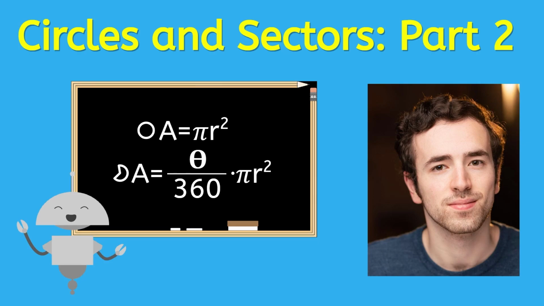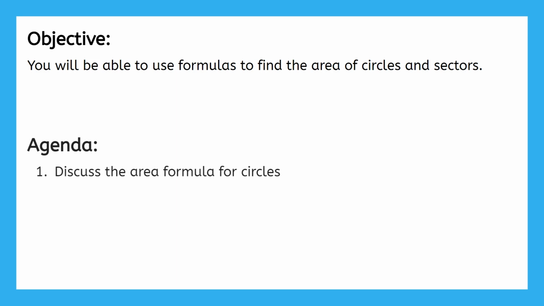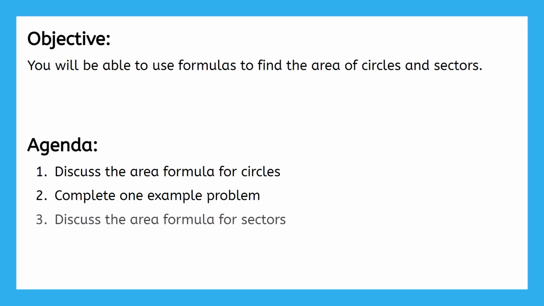In this lesson, we're going to be taking the explorations that you did in the prior lesson to solidify your understanding and go over the concepts together. Specifically, we're going to be talking about the area formulas for circles and sectors. By the end of this lesson, you will be able to use formulas to find the areas of circles and sectors. First, we'll discuss the area formula for circles. Then we'll complete one example problem. Next, we'll discuss the area formula for sectors, and then finally, we'll complete one more example problem.